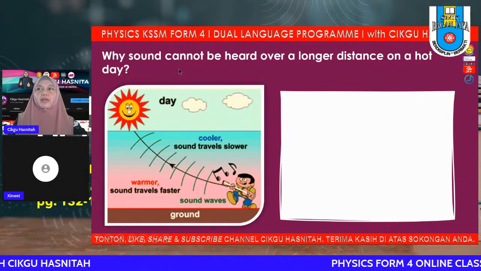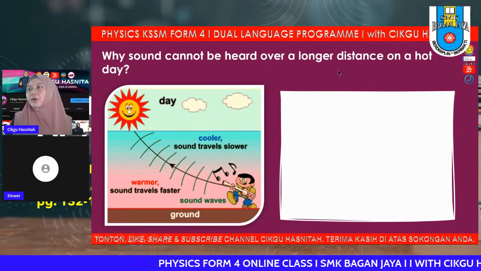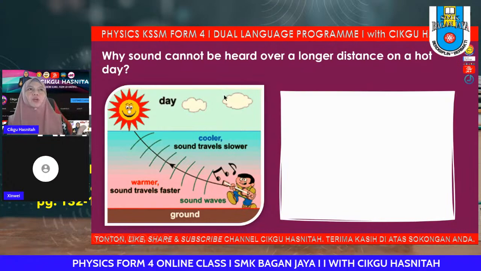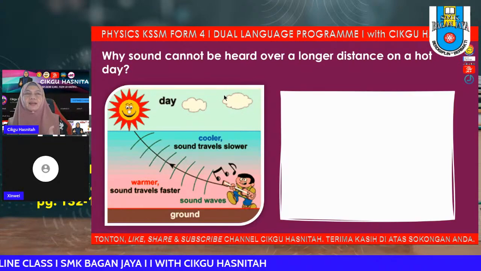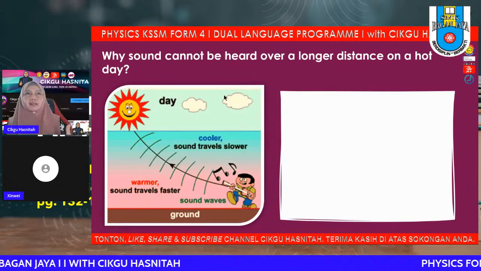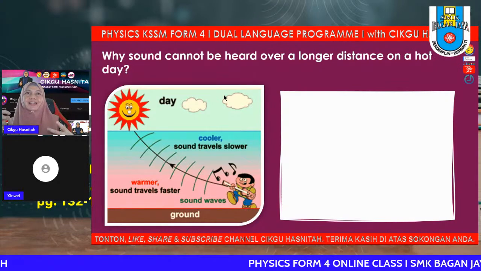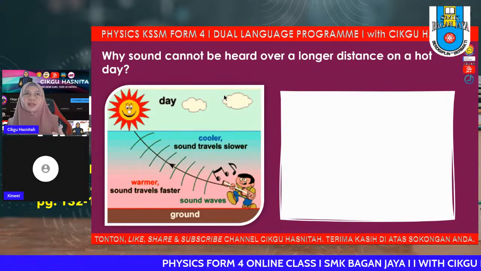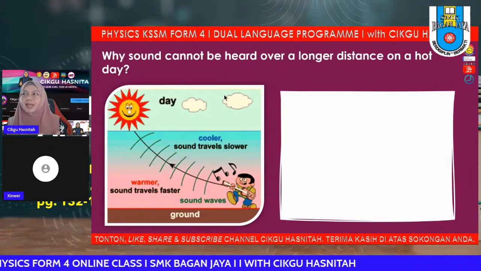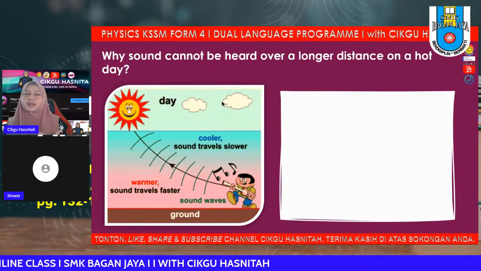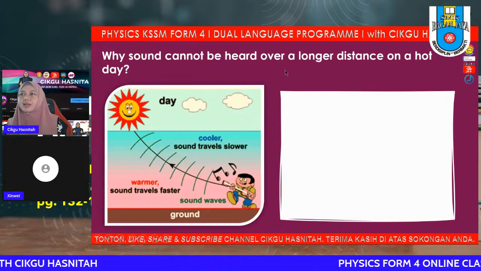Why sound cannot be heard over a long distance on a hot day? If you notice, when you watch television during the day compared to night, the television sound is clearer at night. Suara TV dengar dengan lebih jelas pada waktu malam, even though the volume is the same. Okay, why on a day you cannot hear a sound clearly? So why sound cannot be heard over a longer distance on a hot day?